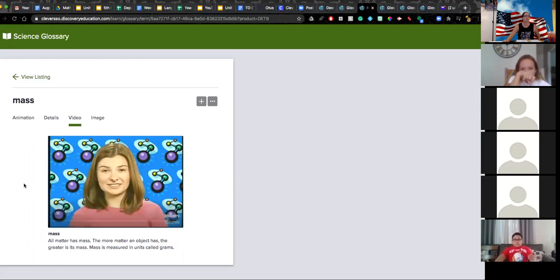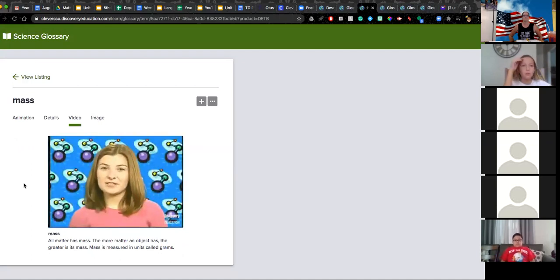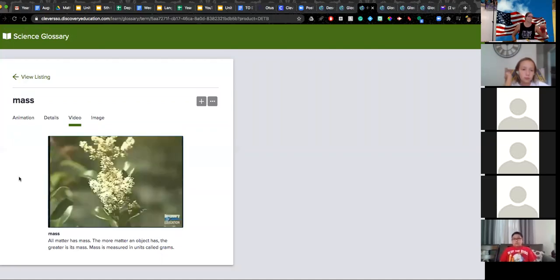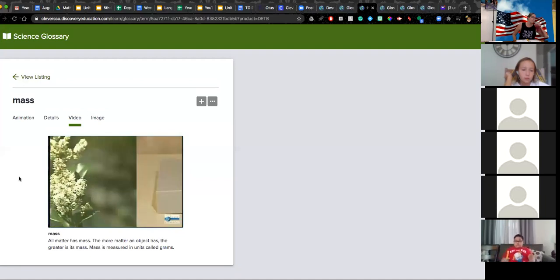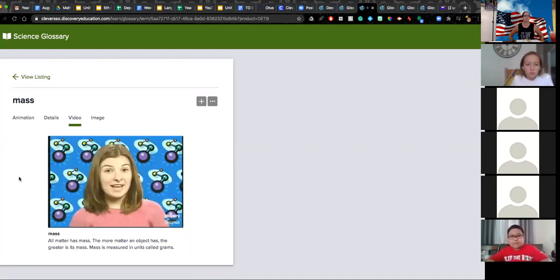All matter has mass. What is mass? Mass is the amount of material. An elephant, for example, has more mass than a bee. And even though this brick and this box are the same size, the brick has more mass. The mass of any object can be measured. The unit used to measure mass is called the gram.